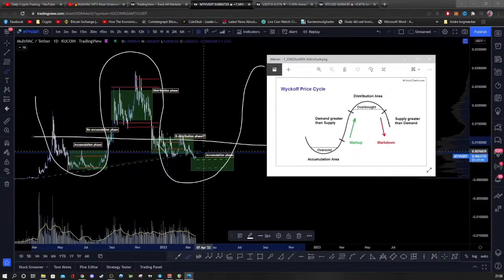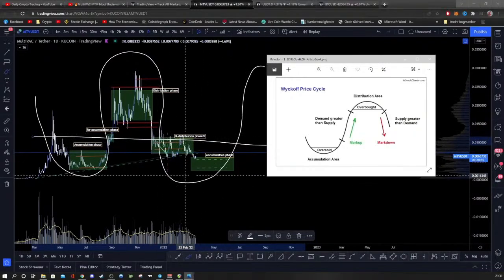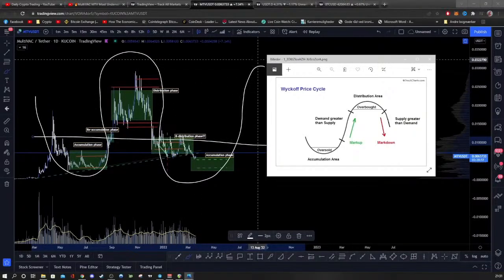So that is why I do not believe we are done yet. We are soon at the accumulation area, in my opinion, where we're going to accumulate before we see some upside. And that is a big if, whether we still have a bull continuation. Now, this is important to understand.